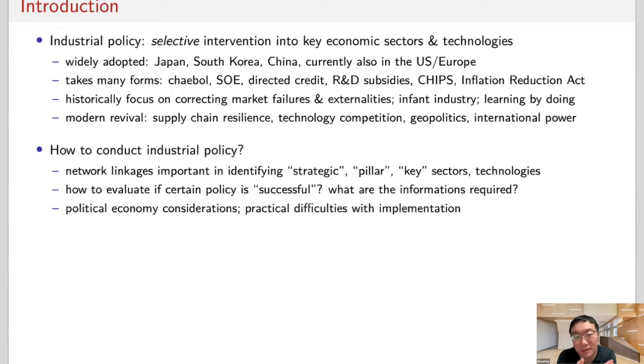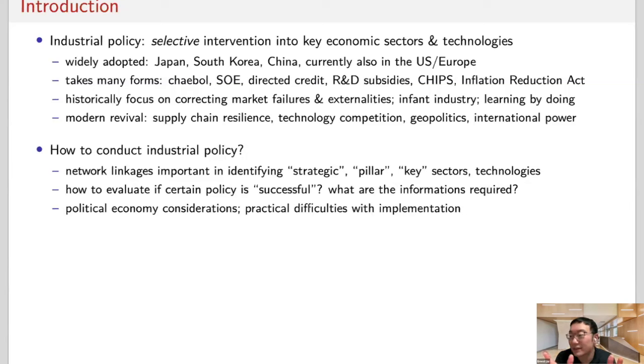Essentially, nowadays, it's become an umbrella term to cover government interventions that target the supply side or selective intervention on the production side. Historically, the narrative of industrial policy has primarily been to focus on correcting market failures or externalities, for example, taking advantage of learning by doing or infant industry. And as part of the modern revival, it's being used or at least proposed to potentially address supply chain resilience, to facilitate technological growth and international competition, or building up of international power through geopolitics, and so on.